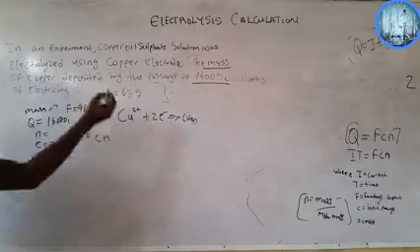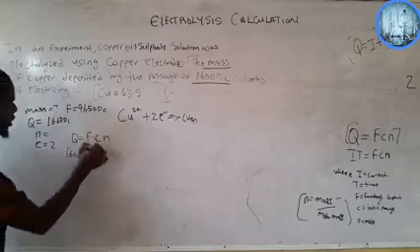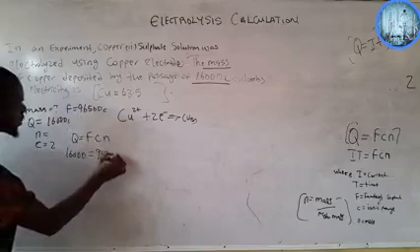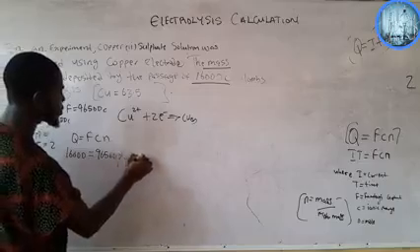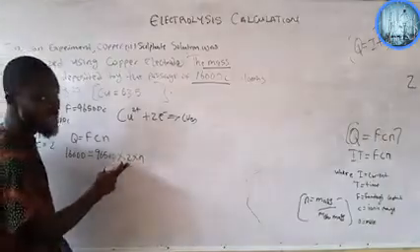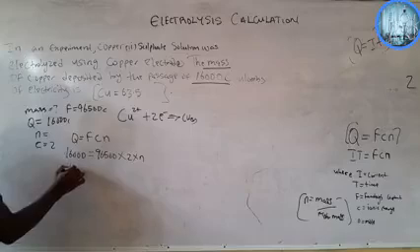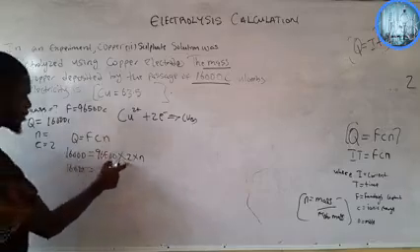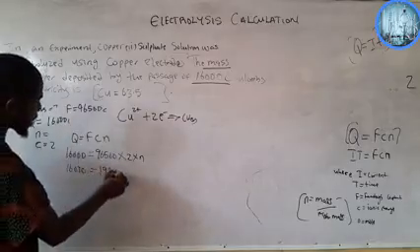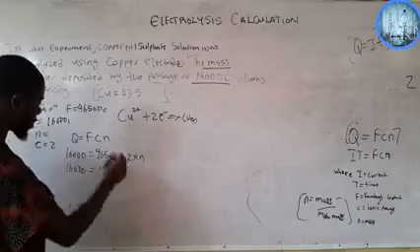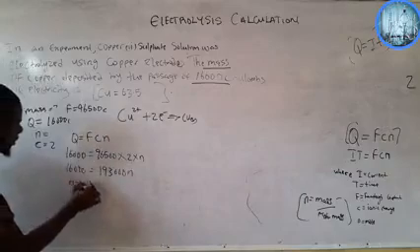Let's substitute. This will be 16,000 equals Faraday's constant, 96,500, multiplied by our charge, 2, times N. Remember, I'm putting in 2 here, not E, so don't put E as well. By the time we do that, 16,000 equals this multiplied by this, which is about 193,000 N.